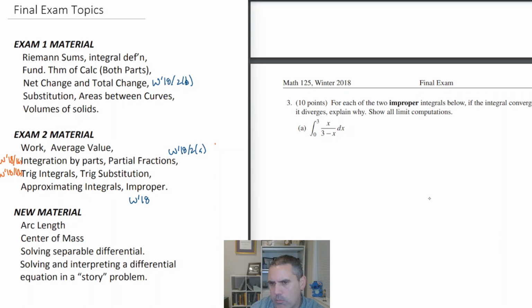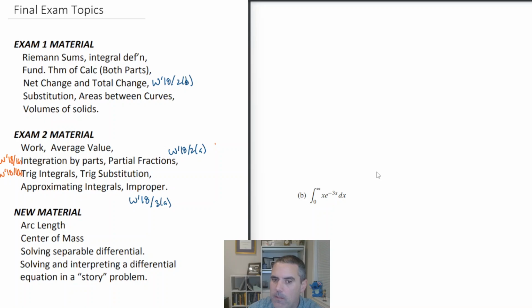Do we know why it's improper? Do we know how we'd write it as a limit? Do we know our first step? So right now we're just thinking about what that first step would be. Another improper. So this entire page is improper. So let's write as a limit and integrate.